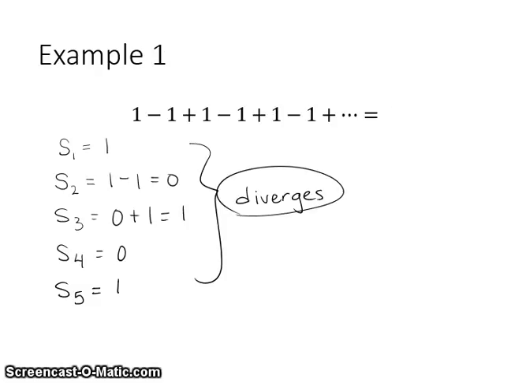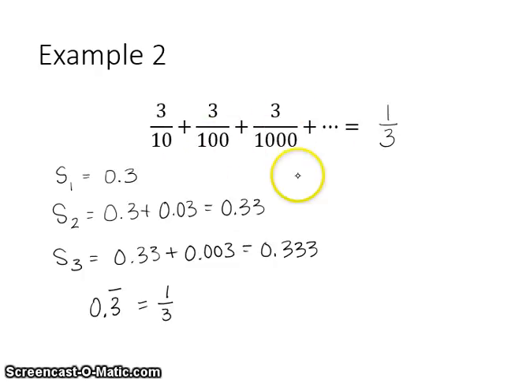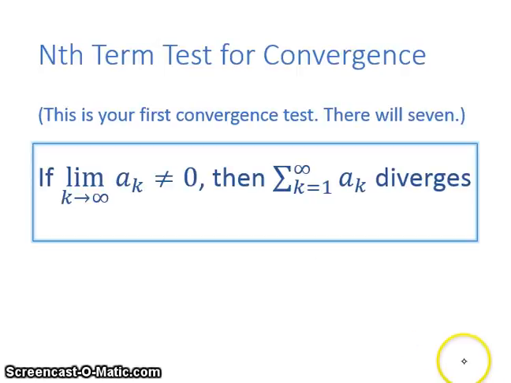Looking at example 1 and example 2 again, the terms in example 1 are not getting smaller and smaller, they're alternating. The terms in example 2 are getting smaller and smaller and smaller, so I'm adding teenier and smaller amounts to my sum. And it turns out that that's the nth term test for convergence. That in order for your series to converge, your terms have to be approaching 0. So the limit of the sequence has to be 0, or there's no way for your series, your sum of those terms, to converge.